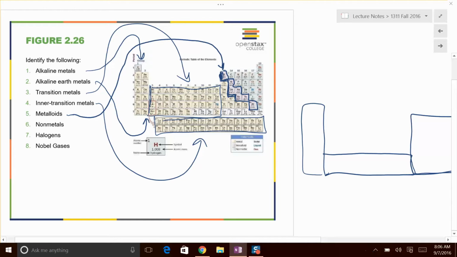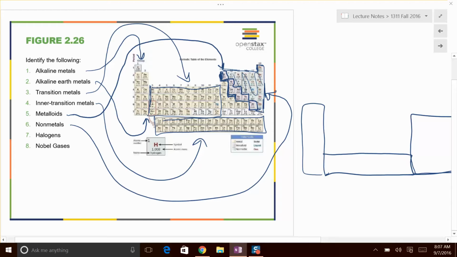And now we're at the nonmetals. So nonmetals would be found right after the metalloids, just right in here. These would be the nonmetals. Everything else, besides those few metalloids, is a metal on the periodic table. So those are the nonmetals over in here.